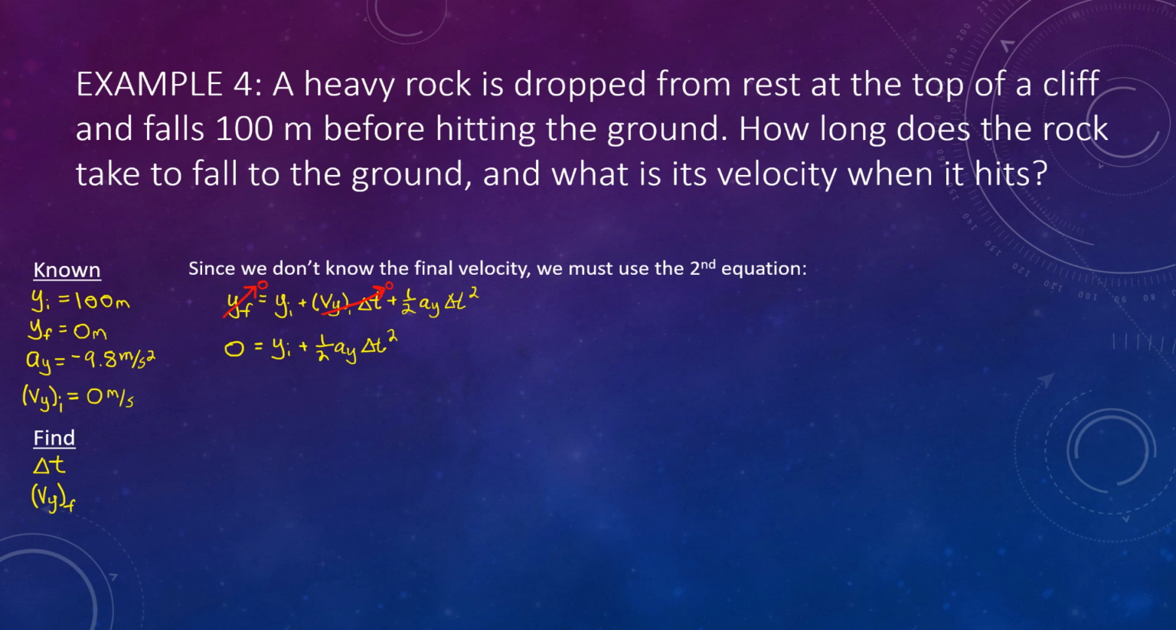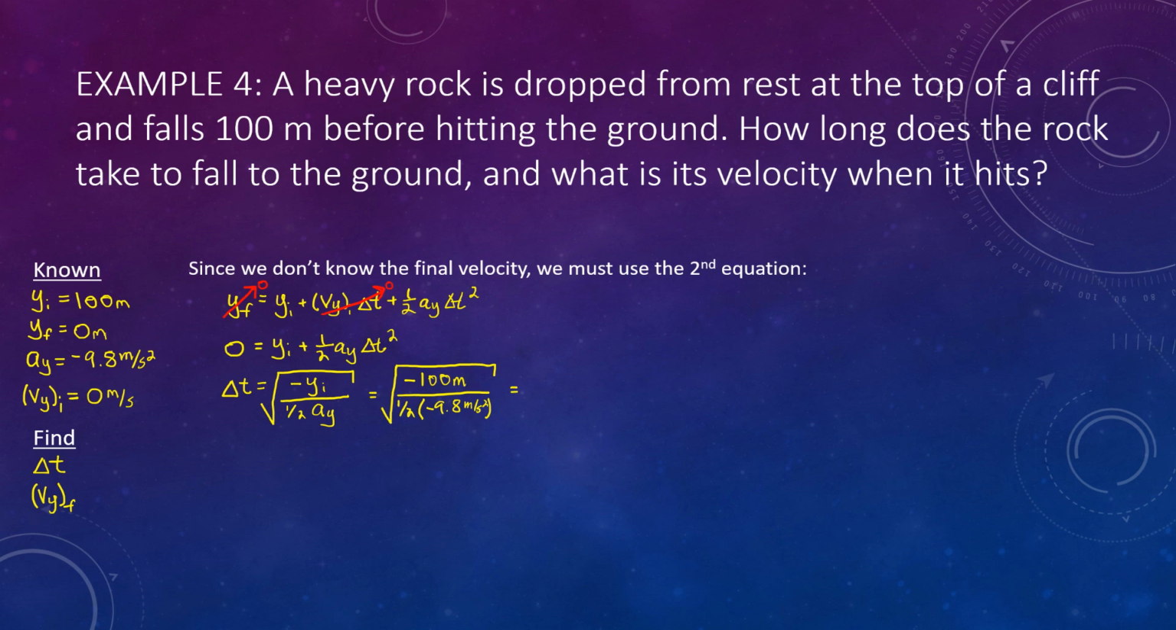So, we're solving for delta t. To do this, subtract yi to the other side. So we'll have a negative y initial, and then divide by 1/2 ay. Divide by 1/2 times the acceleration. And then because the delta t is squared, we need to take the square root of this. All right, so at this point, we can plug in our numbers. We have a negative initial position, which is a negative 100 meters, divided by 1/2 times the acceleration, which is a negative 9.8 meters per second squared.